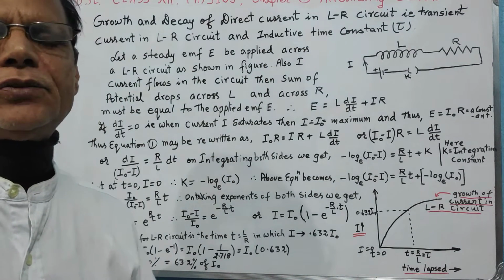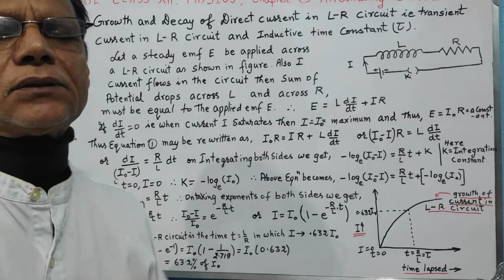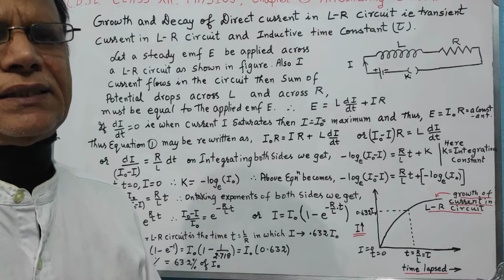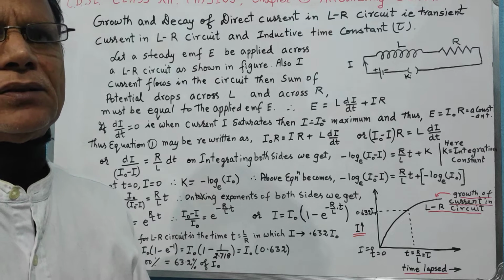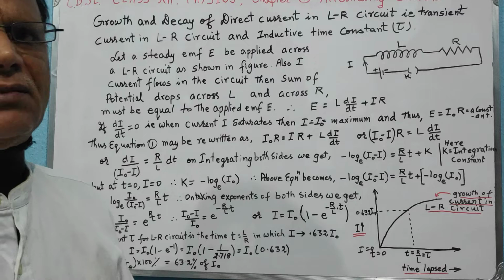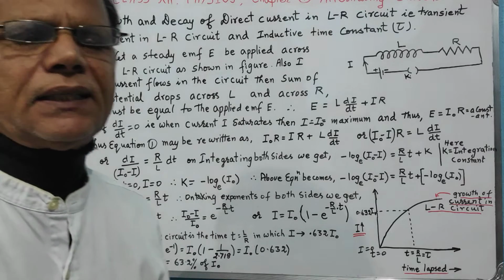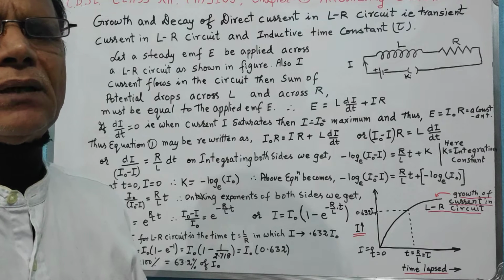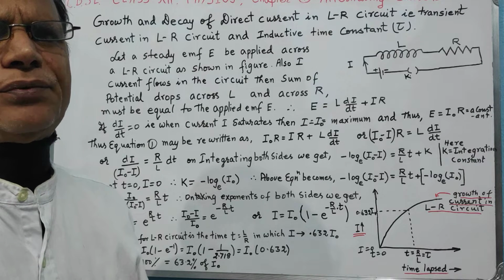Hello students, today we are going to talk about the DC current flowing through an LR circuit and what happens with it, how the current is regulated, and what the mathematical expression for that is. We shall also define a new term known as the time constant for the LR circuit.